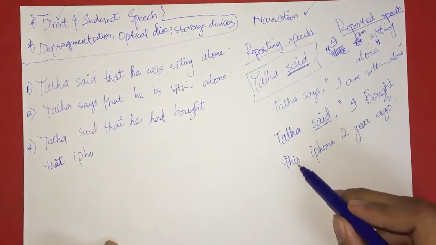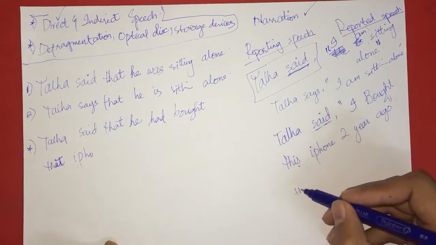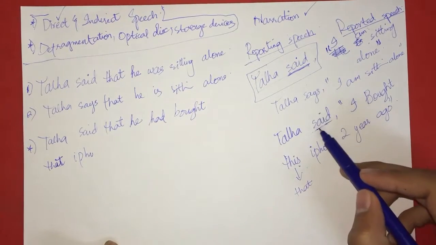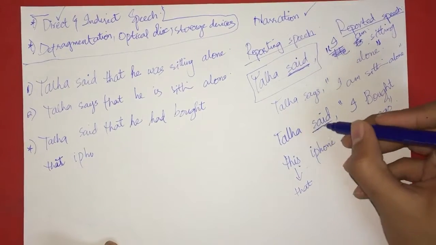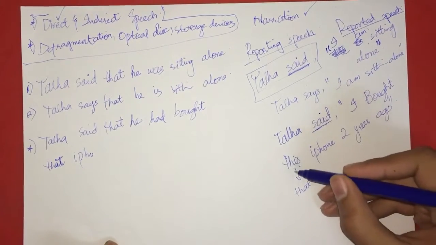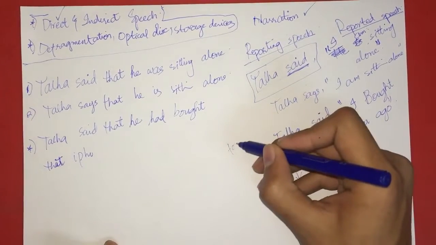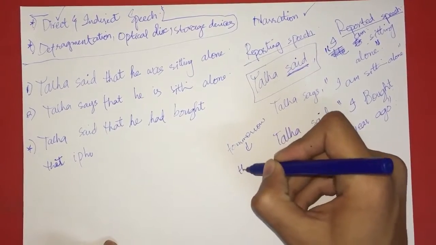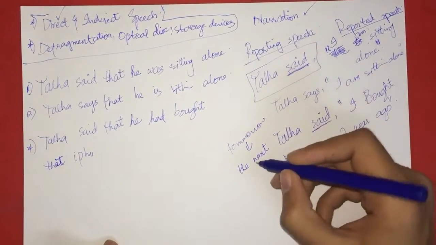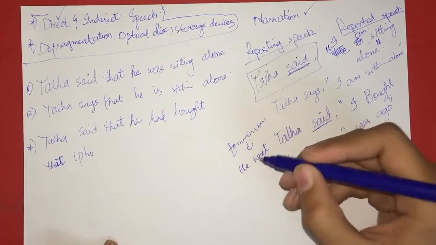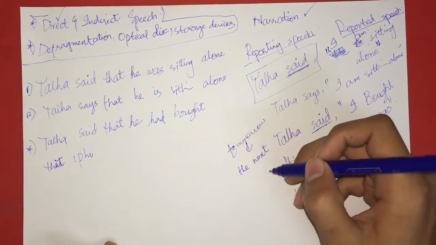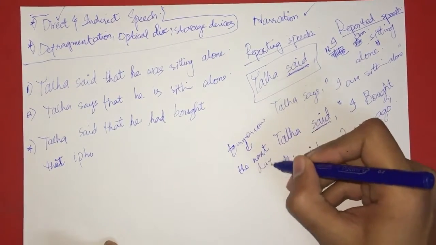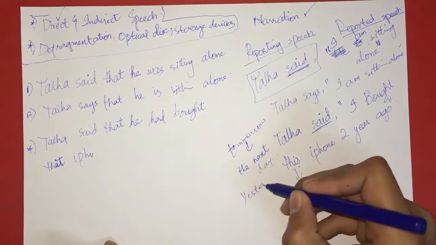So you have "this" changes into "that" when the verb of the reporting speech is in the past tense. There are other words too. For example, tomorrow changes into the next day. Now you guys just have to memorize these words because it's pretty tricky to understand. If you memorize it, it will be a lot easier for you. So you have tomorrow, the next day. You have yesterday.